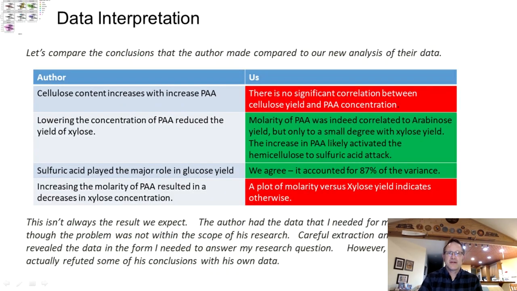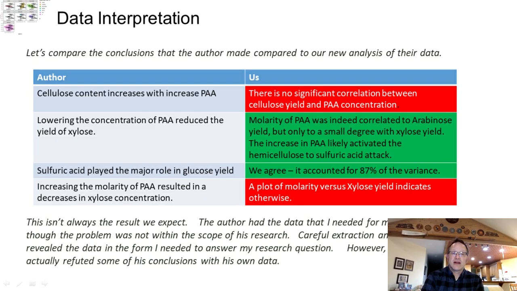So I decided to take a look at the original hypothesis of this paper, and the author made these 4 claims: that cellulose content increases with increasing PAA, lowering the concentration of peracetic acid reduced the yield of cellulose, sulfuric acid played the major role in glucose yield, and increasing the molarity of the peracetic acid resulted in a decrease in cellulose concentration. What I found with all these analyses, that there was no significant correlation between cellulose yield and peracetic acid concentration.